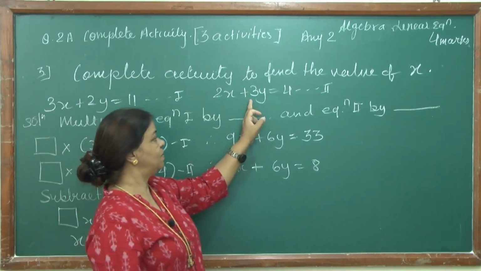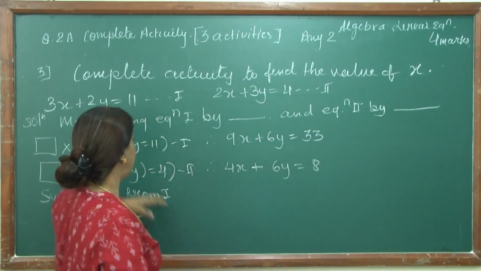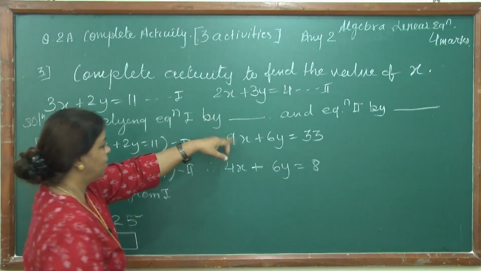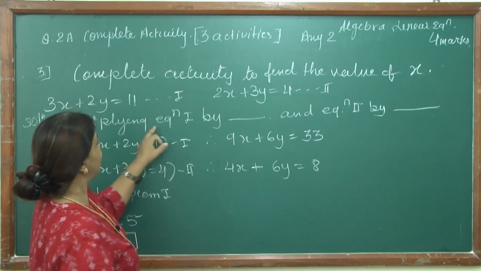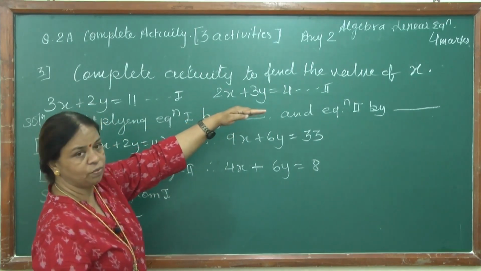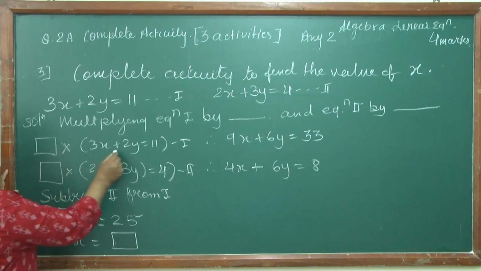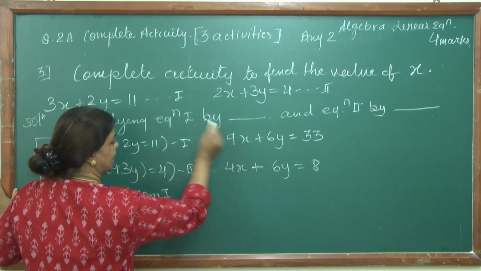Second equation, 2x plus 3y is equal to 4. And we have to fill these boxes whichever it is given. We have to multiply equation 1 by dash and equation 2 by dash. First look at this. First equation is multiplied and we got the answer here, 9x.